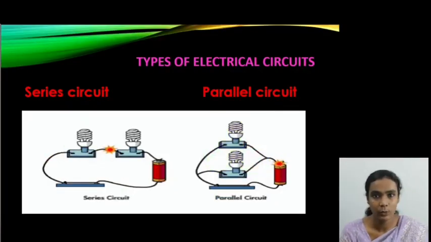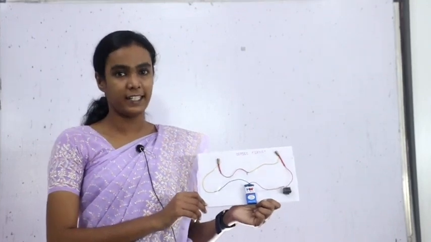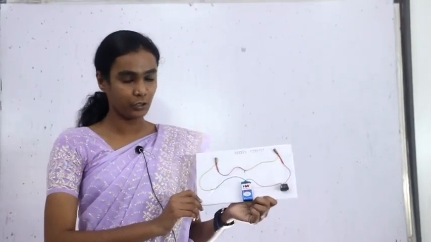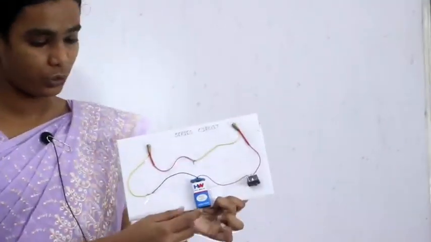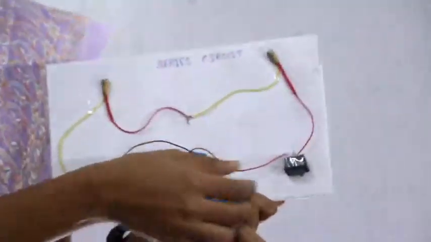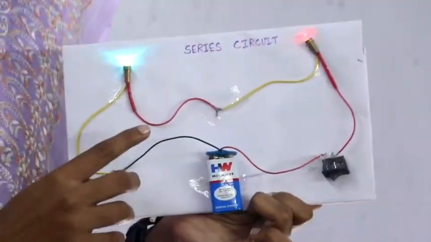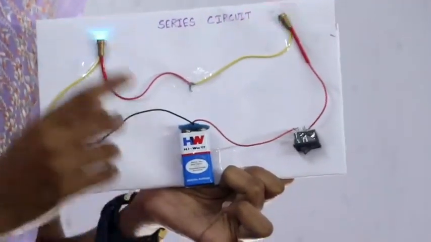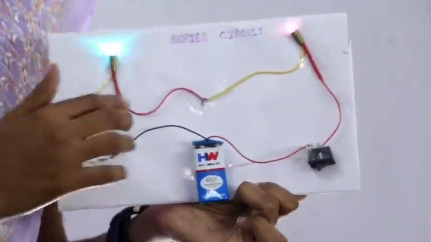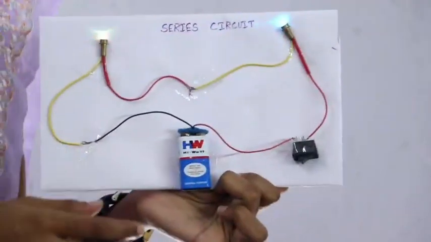Now let us see one demonstration about the series circuit. In a series circuit, two bulbs are connected to a battery. When you switch on the battery, the power is distributed to the lights one after the other. If one light goes out, the rest of the lights will also go out.